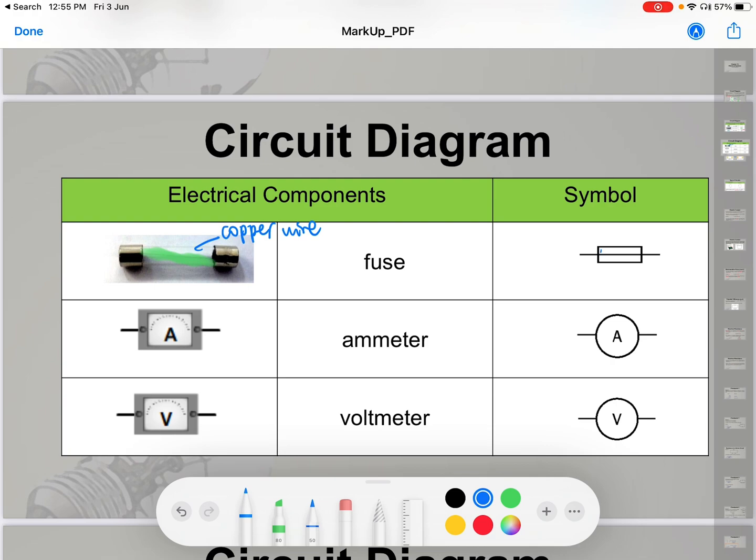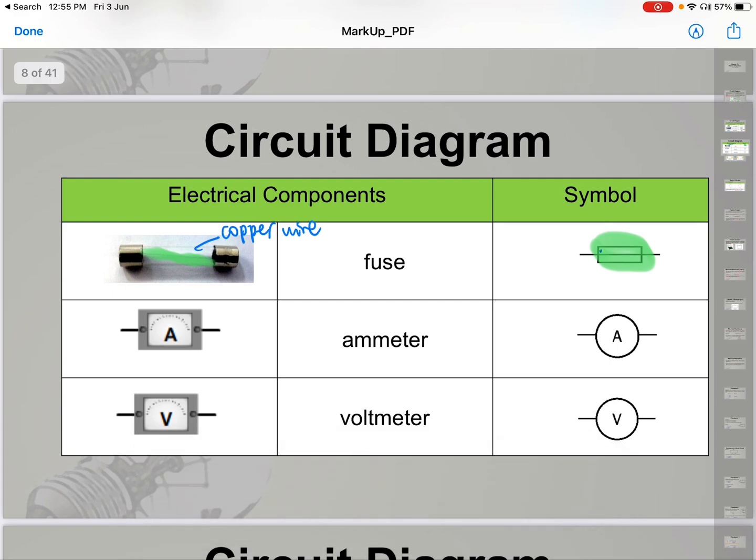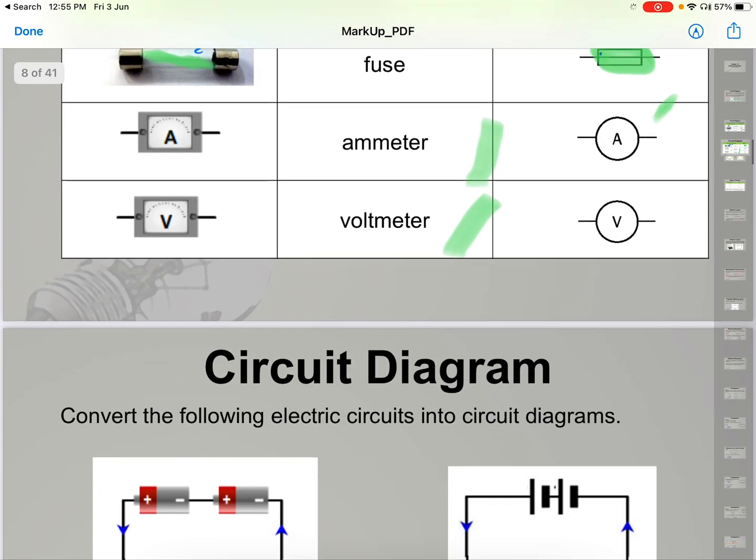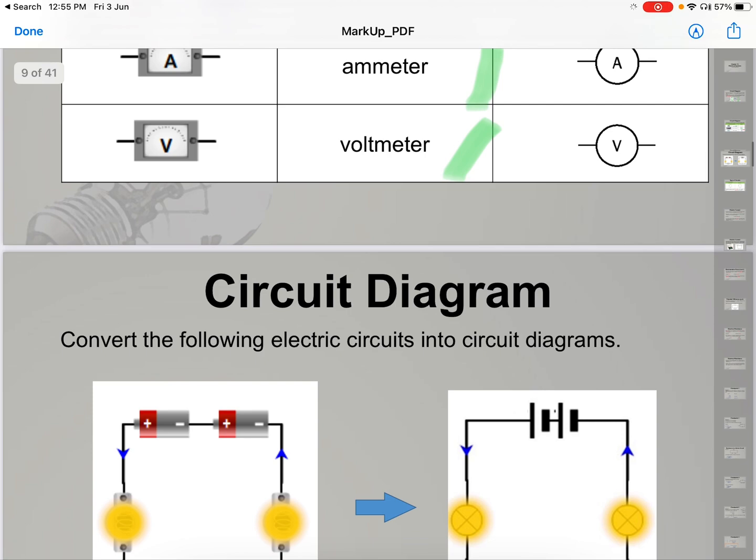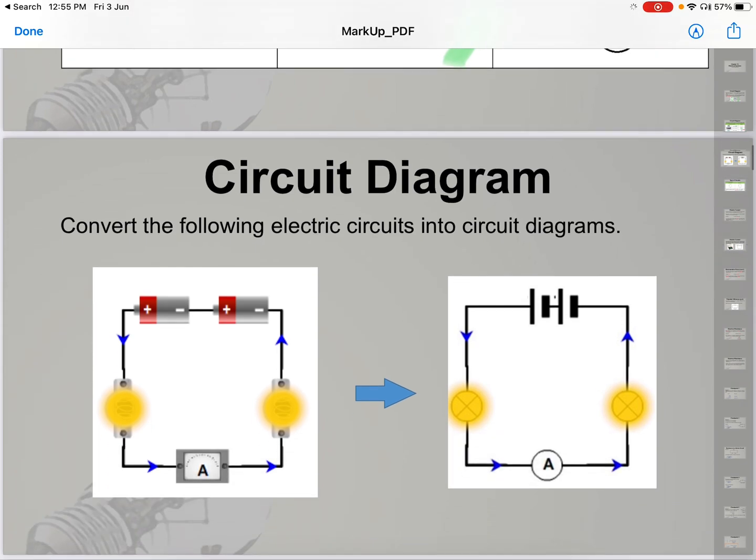Okay, so we will draw the copper wire as a straight line inside this casement. Ammeter and voltmeter, very simply, a circle with an A and a circle with a V, with wires on the left and right.